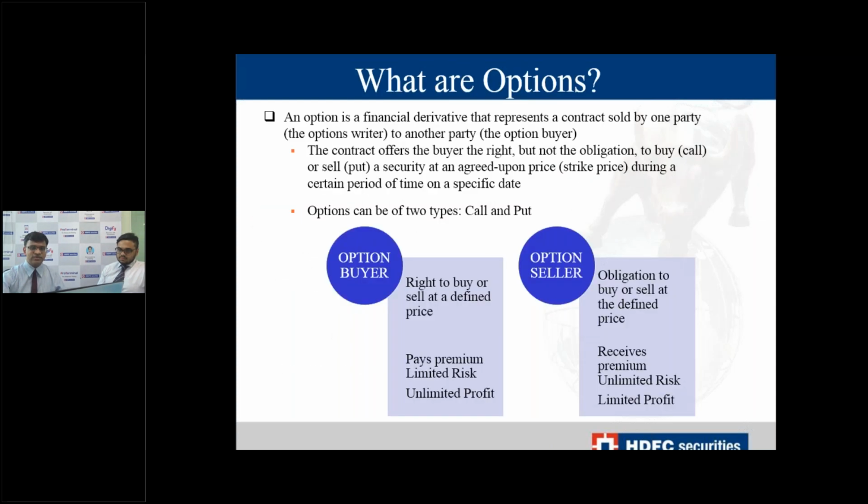In the case of an option buyer, you pay a premium to the exchange, and your risk is limited while the profits are unlimited. If you sell an option, you receive the premium, and your risk is unlimited while your profits are limited.